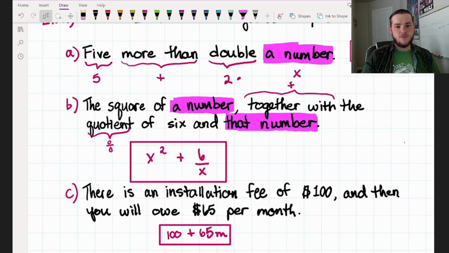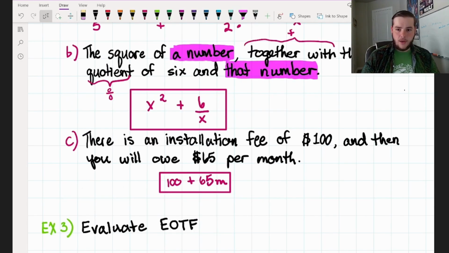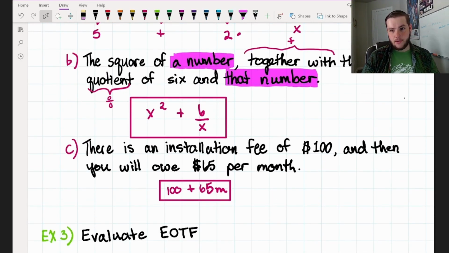Hopefully, you were able to arrive at this algebraic expression, 100 plus 65m. Here, m is denoting the number of months. Now, why are algebraic expressions important? Well, as we see in part C of the previous example, they can be used to model some simple mathematical phenomena that occur in our day-to-day life.